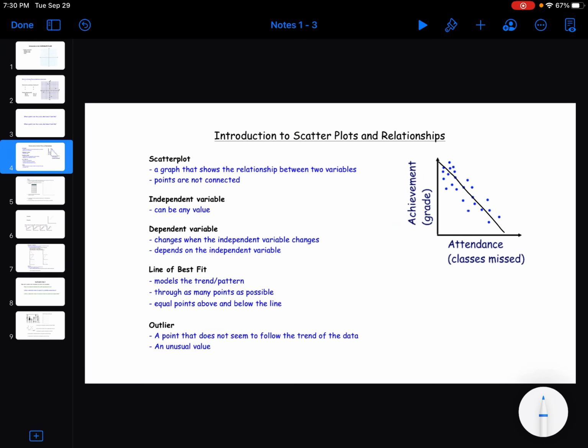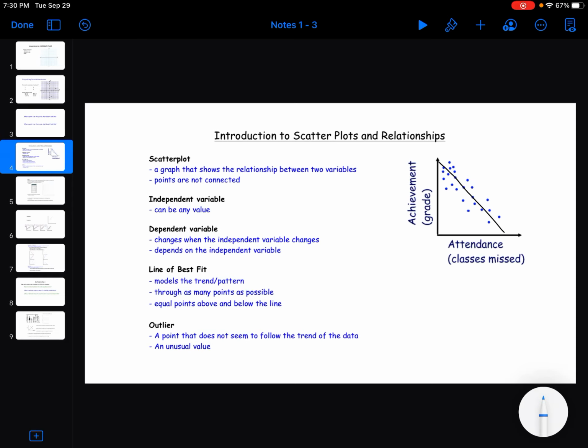So if we're looking at what's called a scatter plot and the relationships between scatter plots. We just talked about how to actually make a scatter plot, how to put points onto a graph, whether here we're looking at quadrant 1 or the whole graph. A scatter plot is a graph that shows a relationship between two variables. The points are not actually connected.